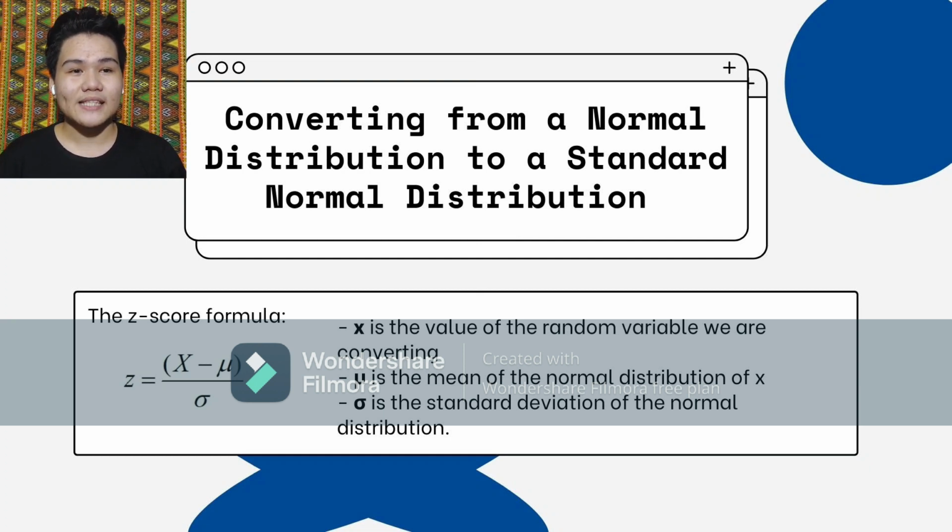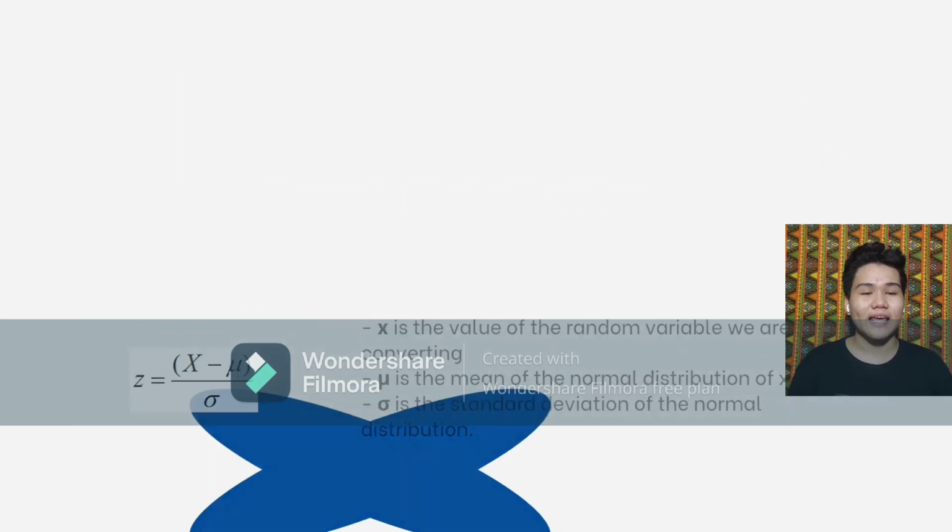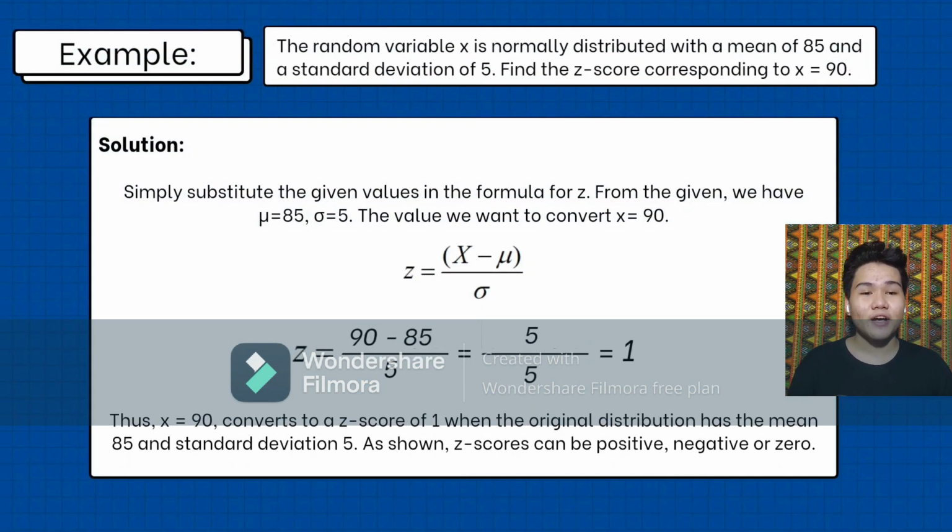Mean mu is the mean of the normal distribution of x. Standard deviation is the standard deviation of a normal distribution. Example: the random variable x is normally distributed with a mean of 85 and a standard deviation of 5. Find the z-score corresponding to x equals 90.